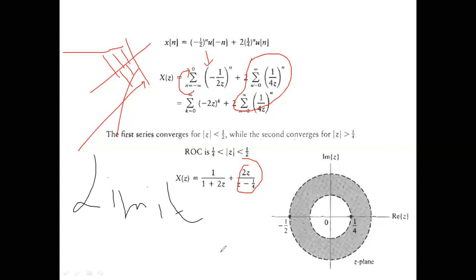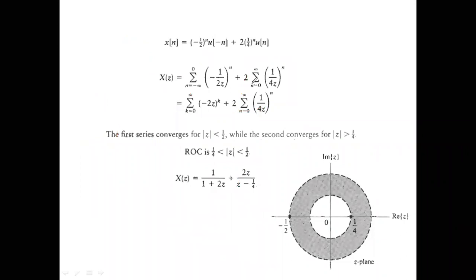Should I... any query? Okay, I will disable this participant annotation. Okay, sorry for that.